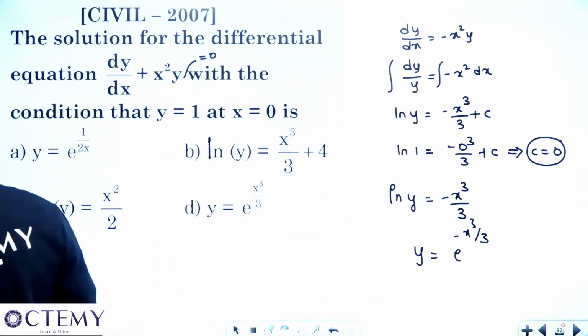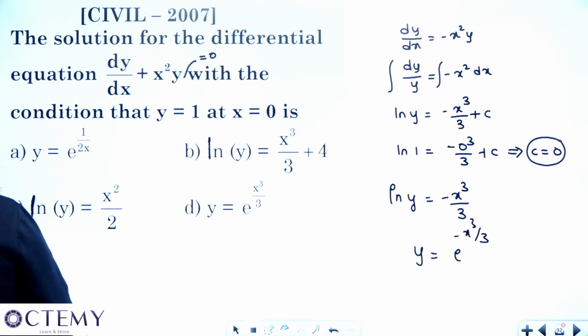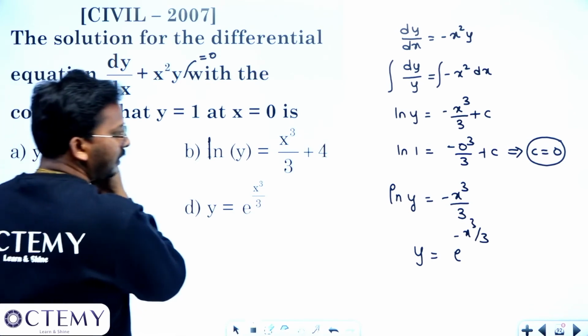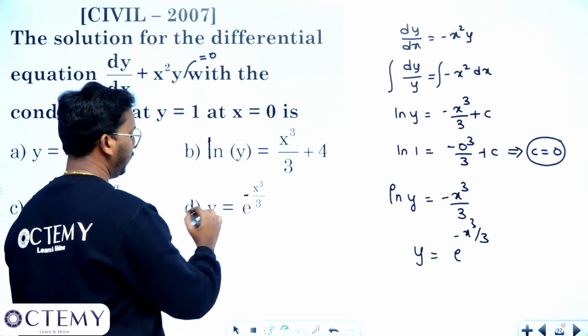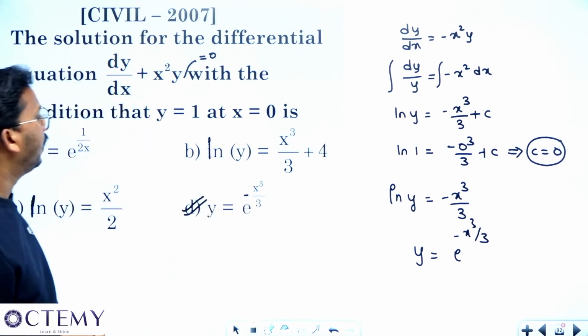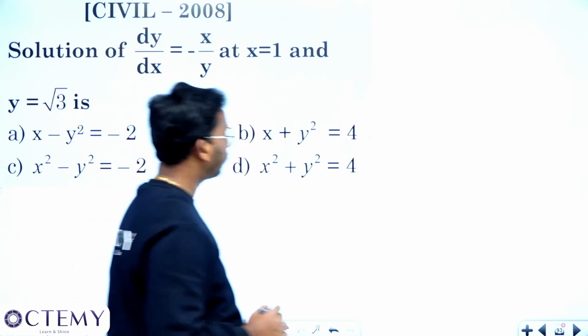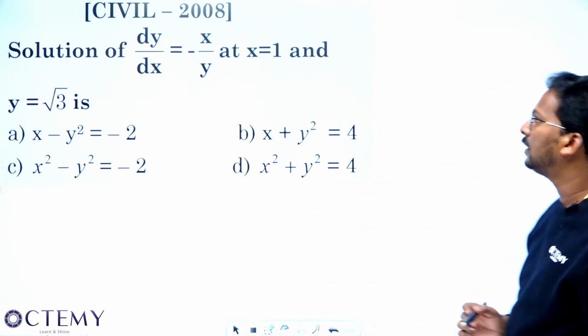Let me just take the question. This is question number 17. Yes, there should be a minus here. Then option D is perfectly right. Very good, sir. If I go to the next question, see what is he asking in the next question?